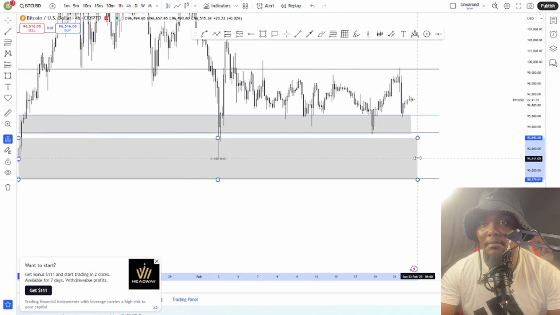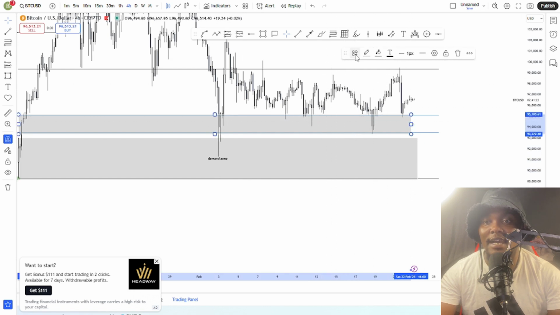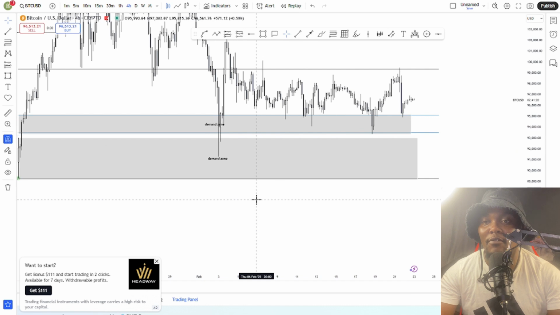This is the area of demand, and we're just going to leave it just like that and move over to the 15-minute, just because we have been doing the analysis on the higher time frame for quite too long, guys.